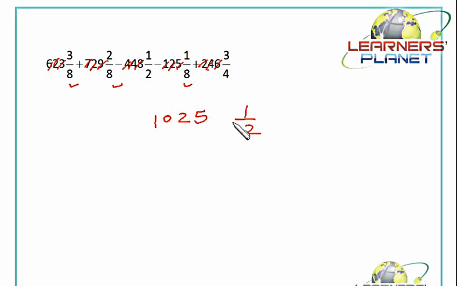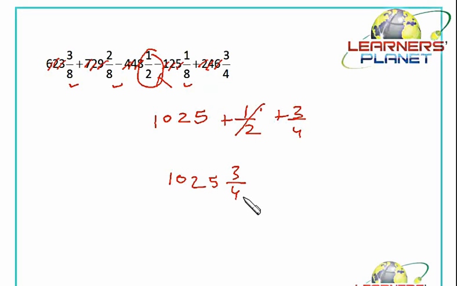Now we are getting positive 1 by 2 and this is negative 1 by 2. So this 1 by 2 and this 1 by 2 will get cancelled. Now we are left with only 3 by 4, that too is positive. So our final calculation is 1025 and 3 by 4.